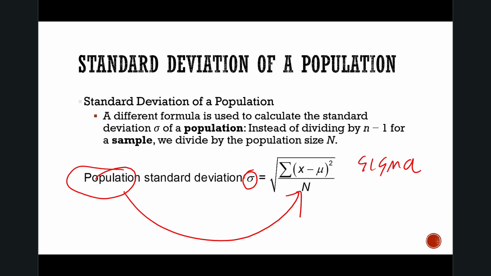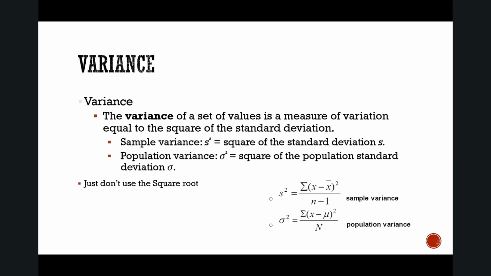Okay. That's all you need to get out of this. That's what I would write down in my notes. Population, N, not n-1. What is the variance? The variance is just the standard deviation squared. That's it.